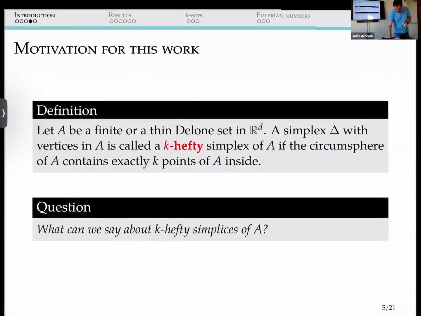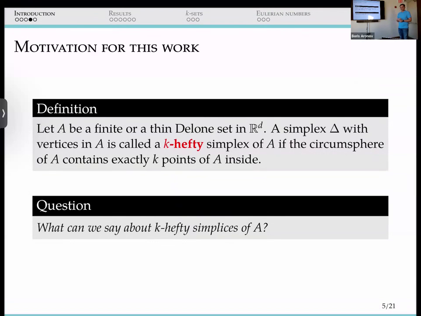Okay, so that's the motivation that is related, but not really related. So here's the real motivation. It's known what we can do with simplices that have empty circumspheres. So the question that Herbert and I were trying to think about is, what about simplices that have circumspheres with more than 0 points inside? We call them k-hefty simplices. If we have either a finite or a thin Delaunay set in d-dimensional space, then we consider the collection of all simplices that have exactly k points inside their circumspheres. When k equals 0, we get simplices of Delaunay. When k is greater than 0, we have more simplices. They actually also appear in computational geometry, particularly in constructions related to Voronoi diagrams and higher order Voronoi diagrams, but I'm not going to go there, at least not now.